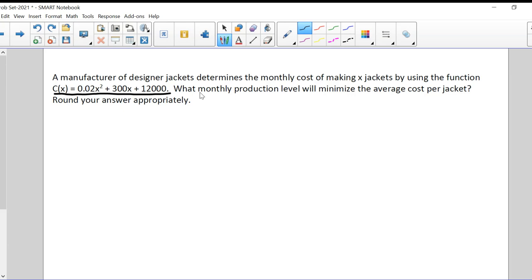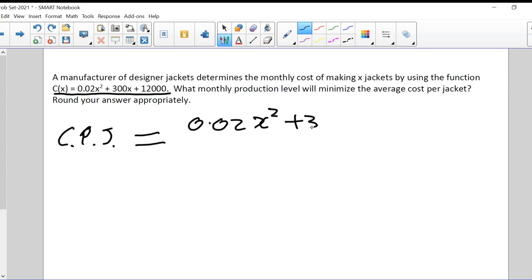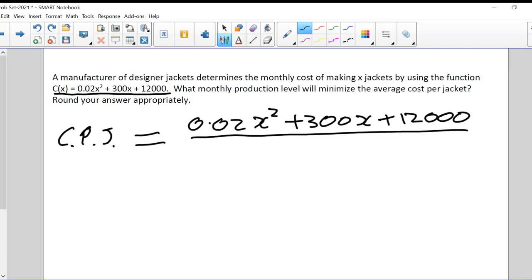So what does that equation look like? What is my unit cost, or in this case, average cost per jacket? Cost per jacket, CPJ, I guess I could call it that. What's the equation of the CPJ? Well, I know that the cost is the function that's underlined: 0.02x squared, that's my total cost, plus 300x plus 12,000. So what am I going to divide that by? Sarah says, put it over x. Absolutely.